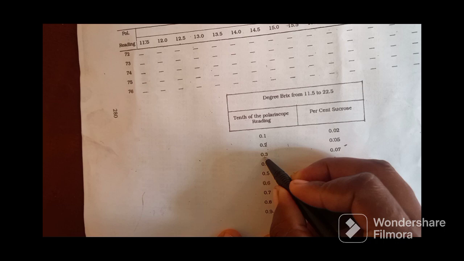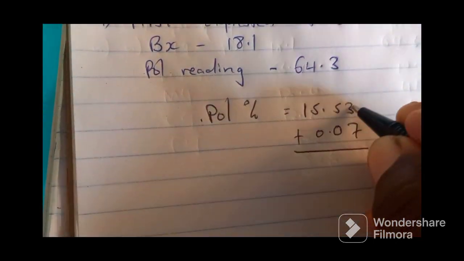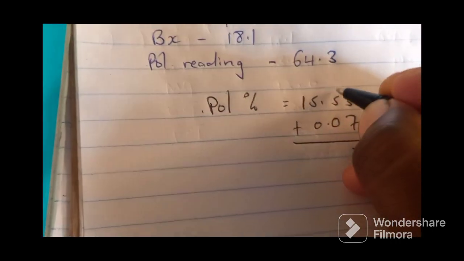So this is the table. So the pol percent of 0.3 is 0.07. So we will take 15.53 plus 0.07, which equals 15.60. So this is the actual percentage of first expressed juice.